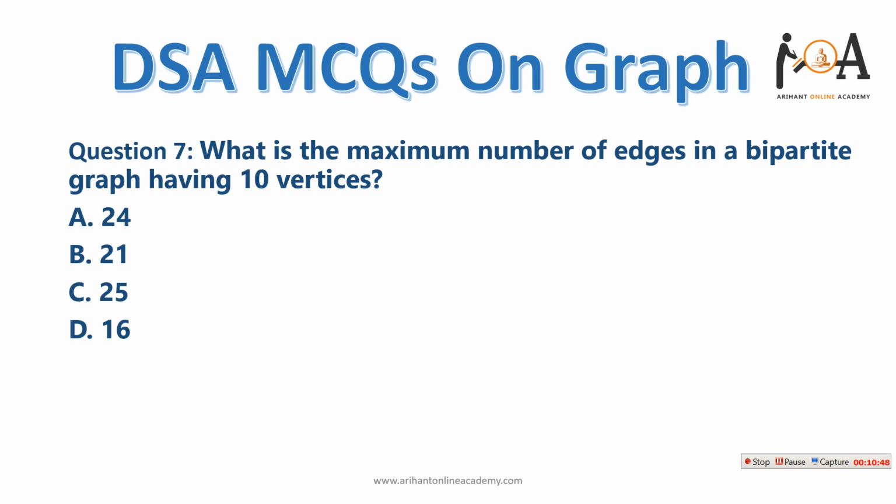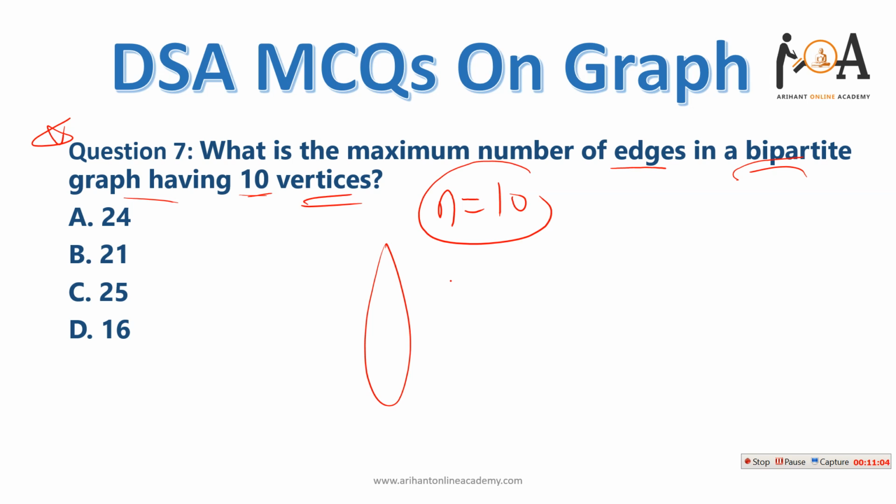The next one is, what is the maximum number of edges in a bipartite graph having 10 vertices? Very interesting question, guys. So the total value of n here is 10, because I have 10 vertices. A bipartite graph is basically a set of vertices split into two parts. If one part has n vertices, then the other set will have 10 minus n vertices, because I have 10 vertices in total.